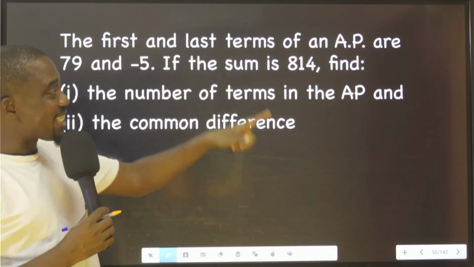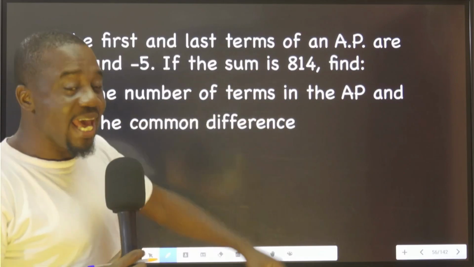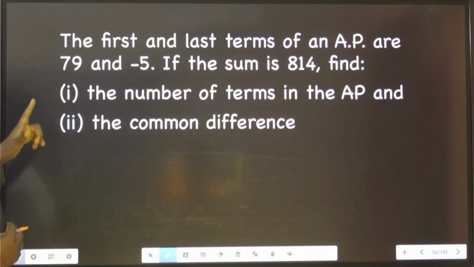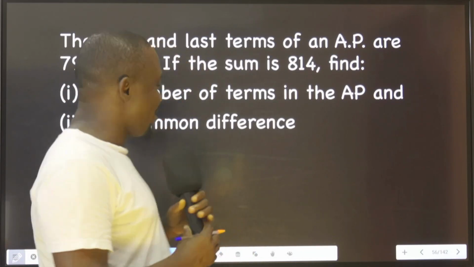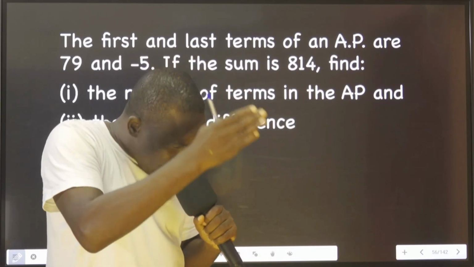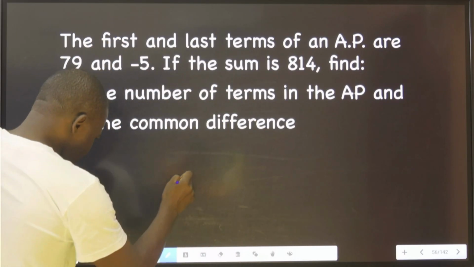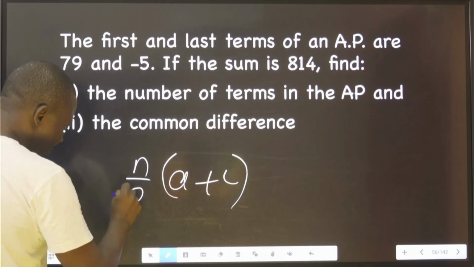The first and last term of an AP are given to us. If the sum is 814, very good. One, find the number of terms in the AP. What we are saying here is, with the idea that the first and last term is given to us, remember the formula?